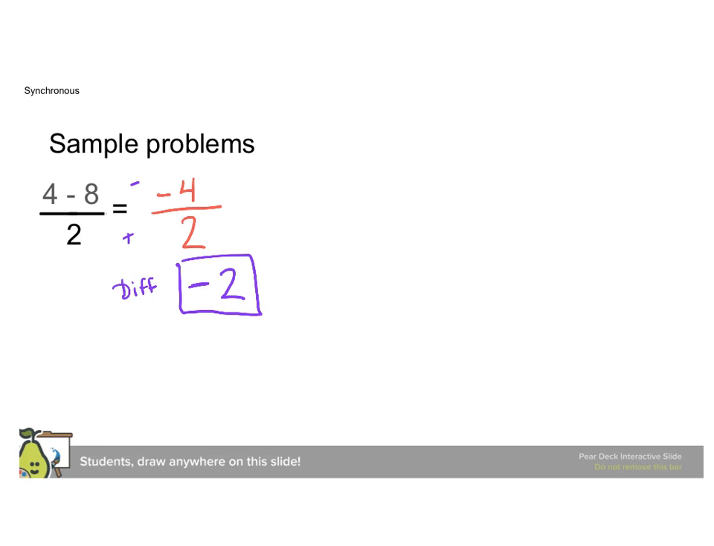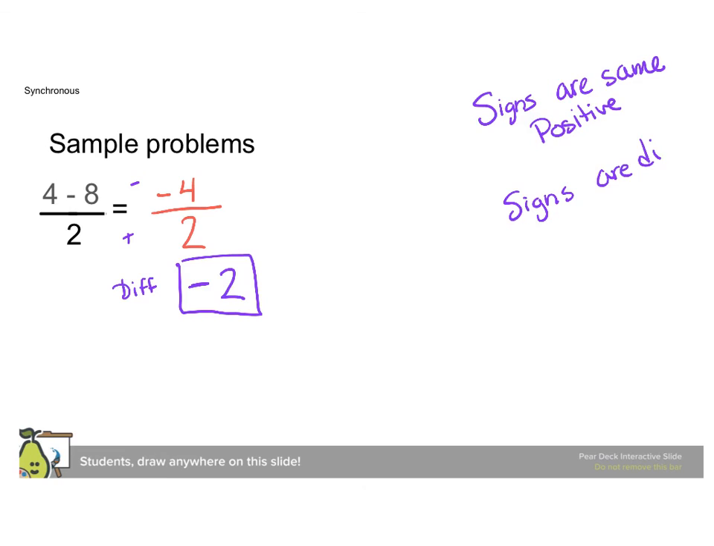That is the end of 3.5, day 1. What we went over was if the signs are the same, your quotient's going to be positive. And if the signs are different, your quotient's going to be negative. Okay? And this is just like multiplication.